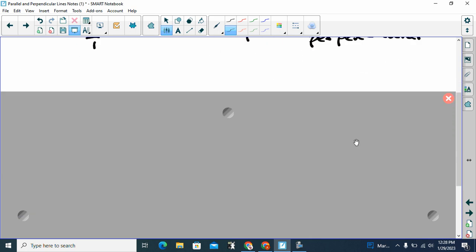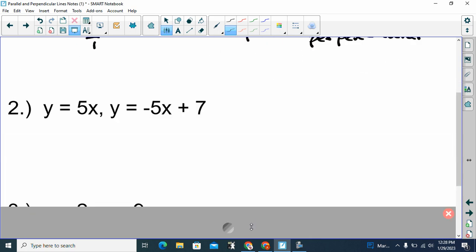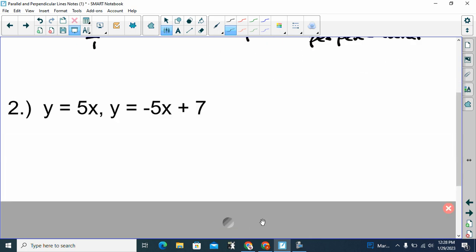Number 2, same directions. Parallel lines, perpendicular lines, or neither one. Y equals 5x. Remember, slope is 5. Y equals negative 5x plus 7. Slope is negative 5.